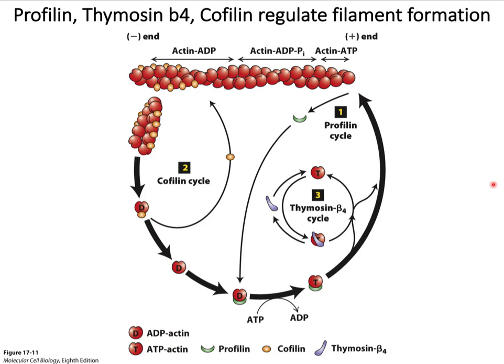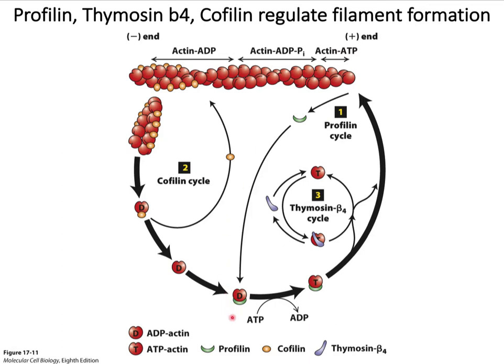One protein is known as profilin. It's a protein that is responsible for charging the G-actin monomers with ATP, and then cofilin, its action can increase the speed of the treadmilling. So let's talk about these proteins. So profilin is an interesting protein.